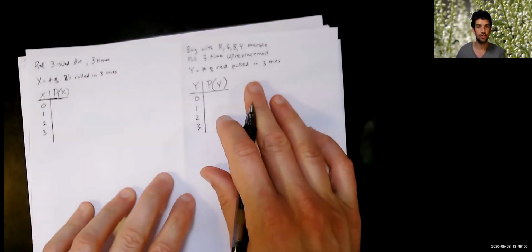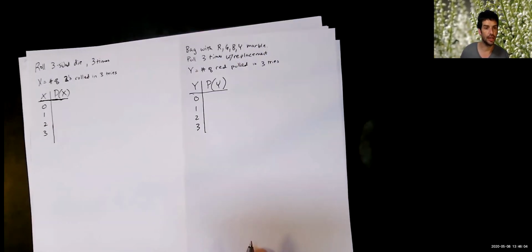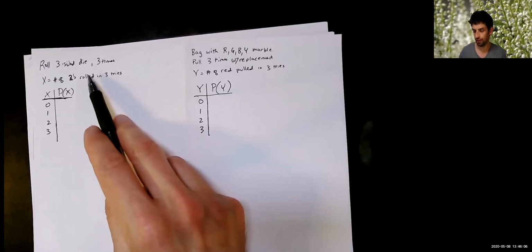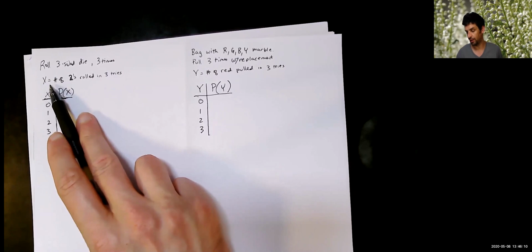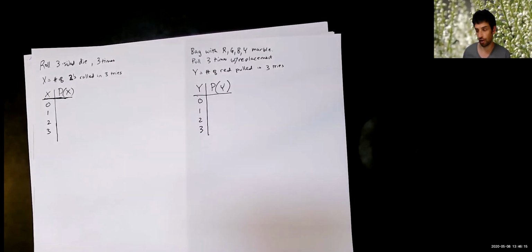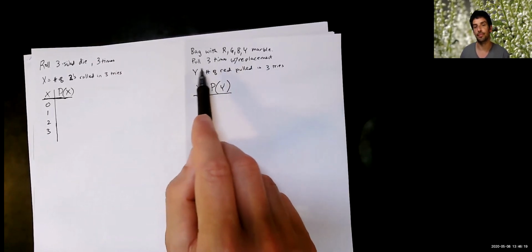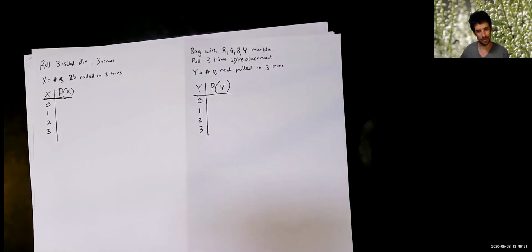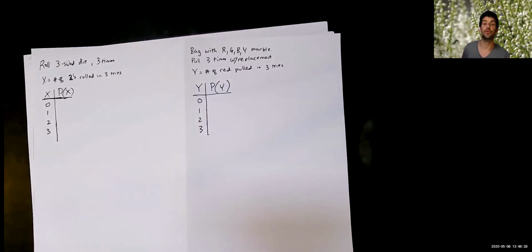I've got two experiments written here. The first, rolling a three-sided die 3 times. And I defined a random variable x to be the number of 2s rolled in those 3 tries. And then we'll do this experiment where I've got some colored marbles in a bag. I'm going to pull 3 times with replacement, meaning each time I pull one out, I put it back in. So the same number of marbles are in each time. And I made a random variable y, that's the number of red pulled in 3 tries.